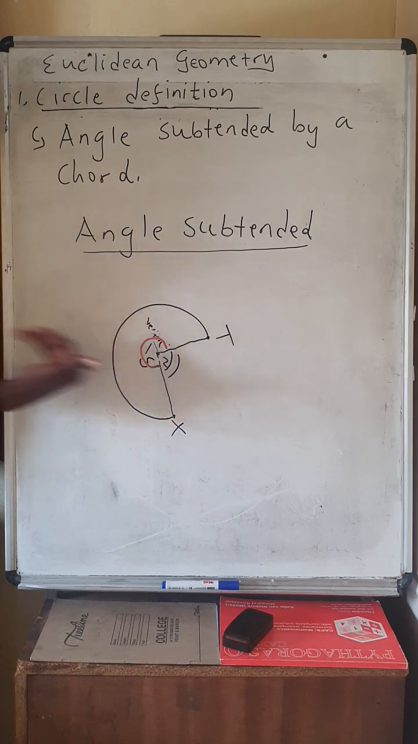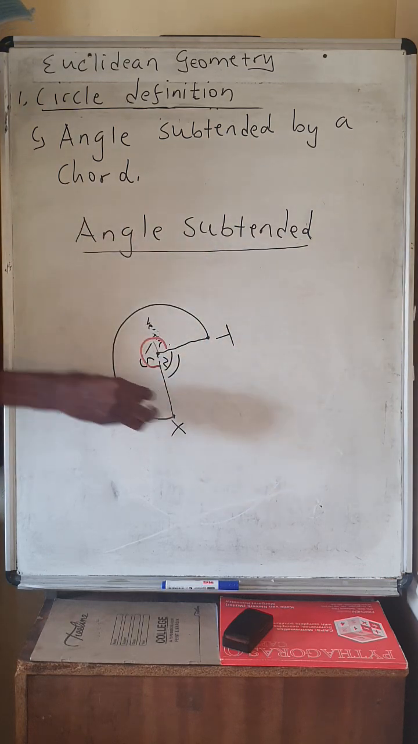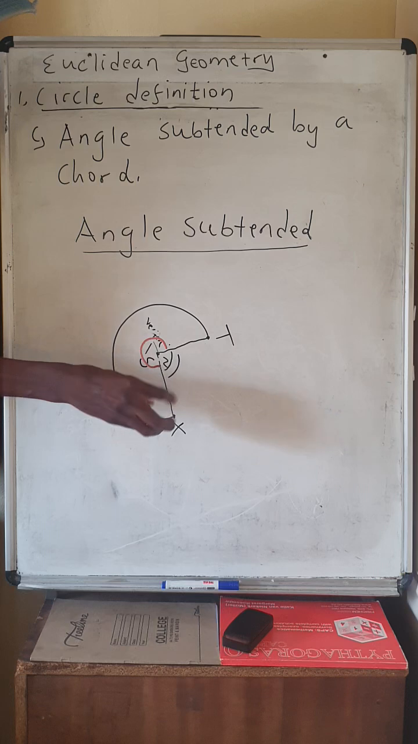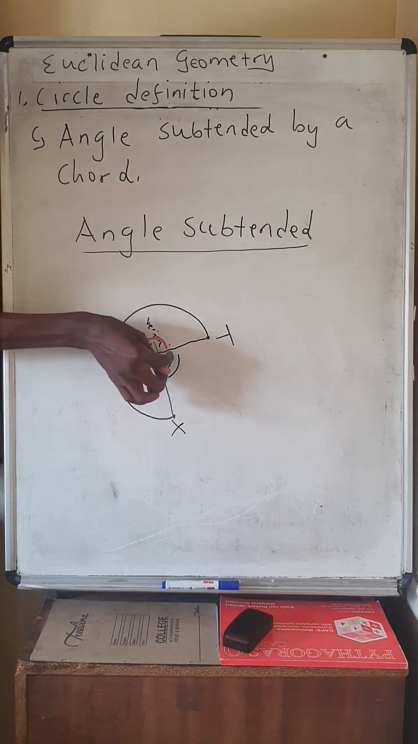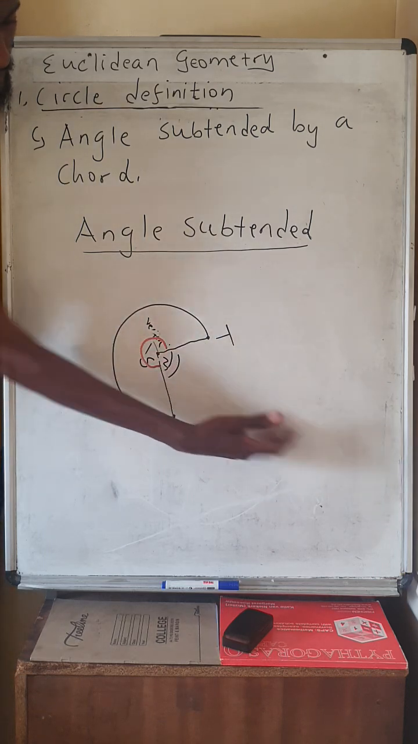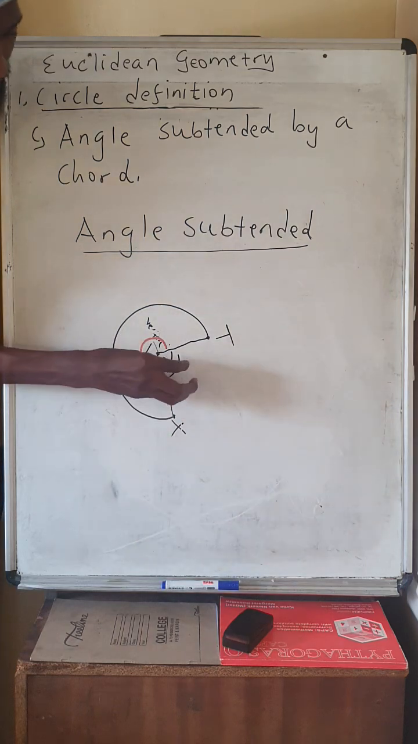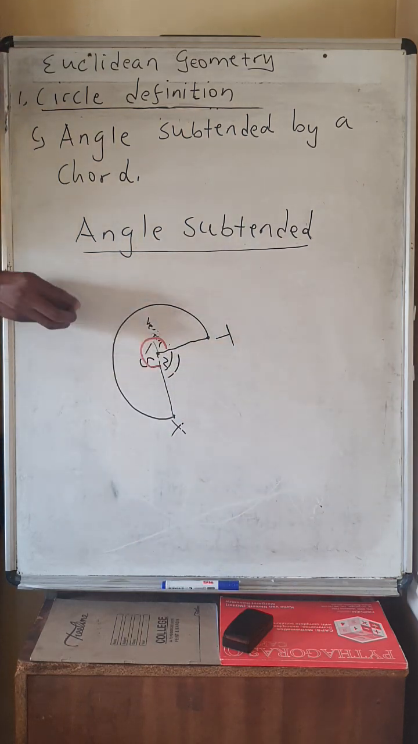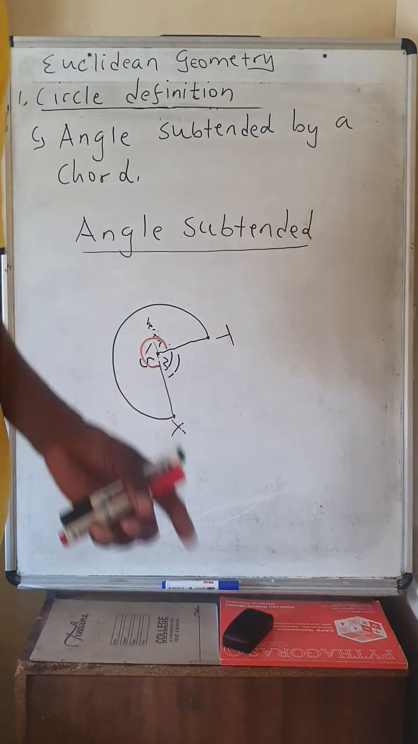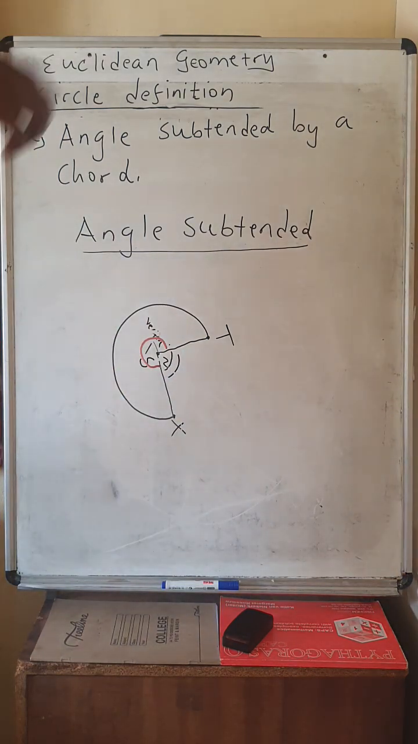So there is no exiting. If the dog was inside here, there's no way the dog would be able to go outside. But if the dog was somewhere here, the dog would be able to go outside. So this angle is not enclosed, but this one is enclosed. So you must be careful about that. Some of the things I'll discuss as we proceed.